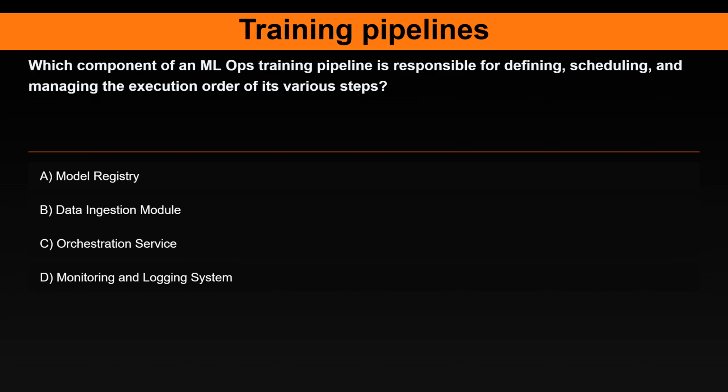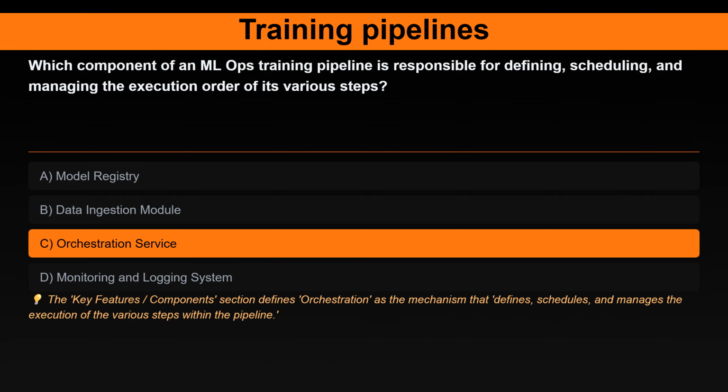Question 26. Which component of an MLOps training pipeline is responsible for defining, scheduling, and managing the execution order of its various steps? Option A, model registry. Option B, data ingestion module. Option C, orchestration service. Option D, monitoring and logging system.